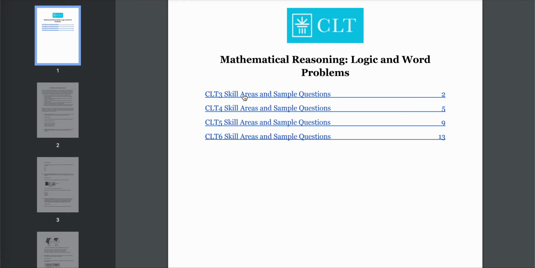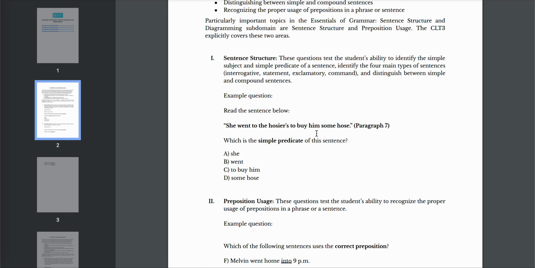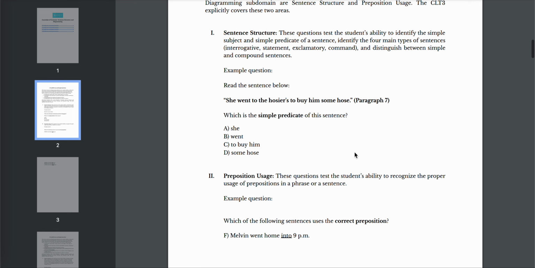Again, how I got there, I clicked on word problems. I was able to open up that screen and show exactly what types of questions the student was getting wrong. If we want to go to a mid-range look, essentials of grammar, it'll break down exactly what substrand your child needs the most help on. So if we go to sentence structure and diagramming, this would be an example of a question your child might have missed on the test.